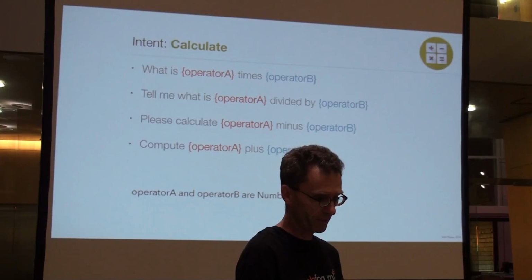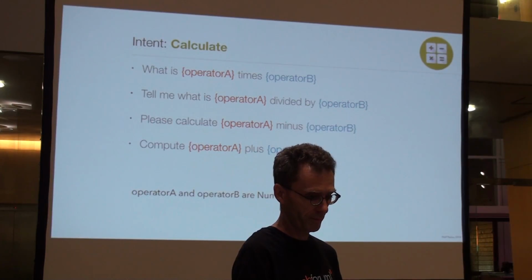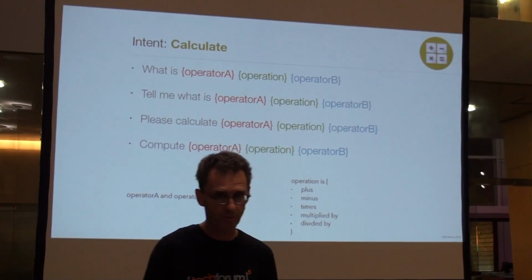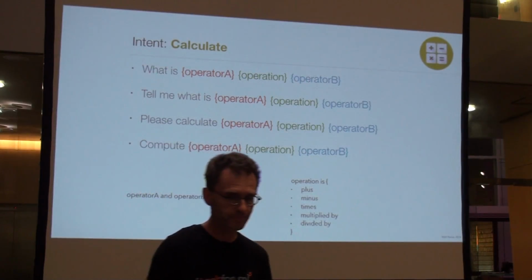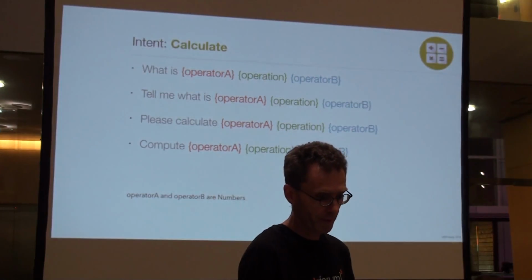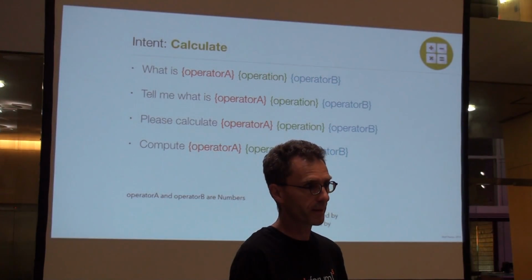And so what else do we have to do? We have to identify the operation. So plus, minus, divided by, and so on. And we put these operations into a dictionary. That becomes a custom slot. And again, we put curly braces around that thing and call it operation.